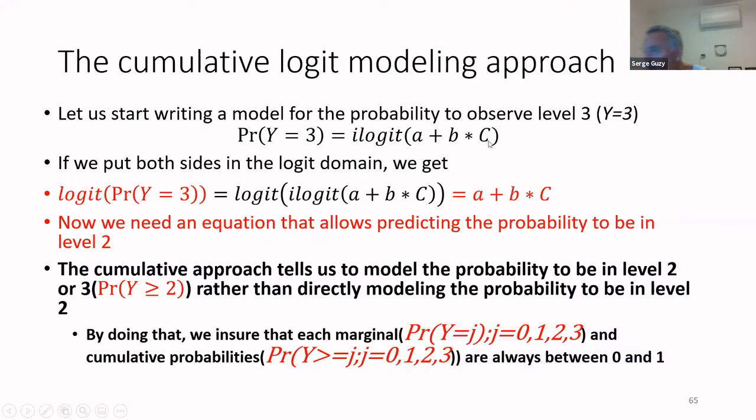Okay? Now, let's just play with the definition here. I have a model for the probability to get in level 3. And now let's just try to understand what we have here. If I apply the logit operator on my probability, I'm getting logit of the probability to get severe pain, which is y equal 3, is equal to logit of inverse logit of A plus B multiplied by C, which is A plus B multiplied by C.